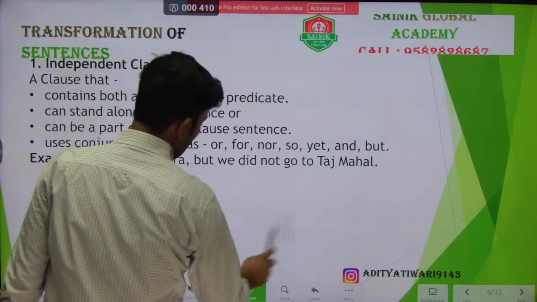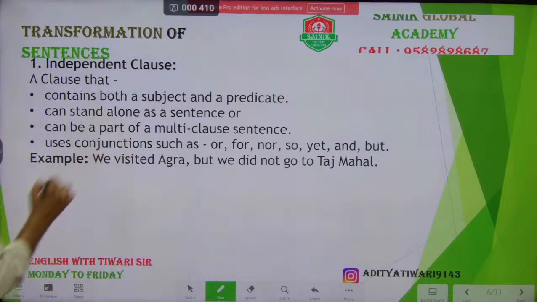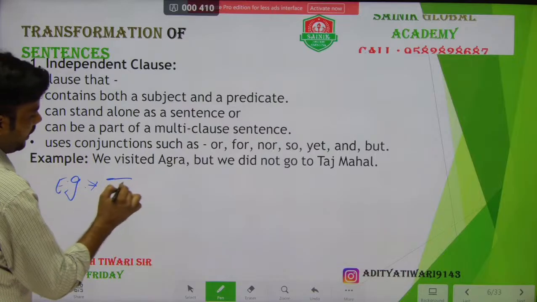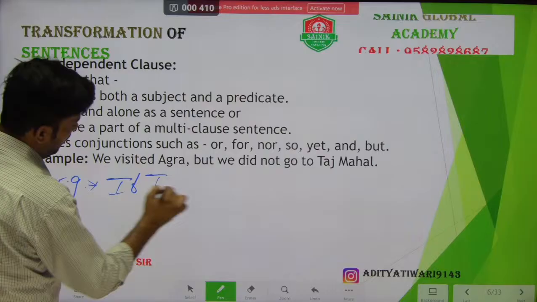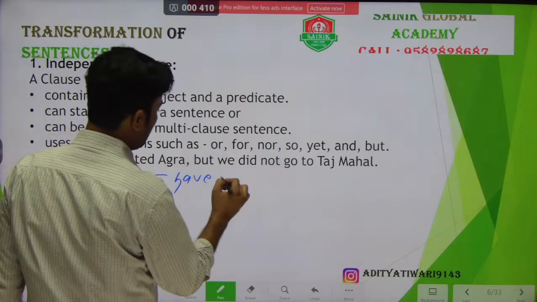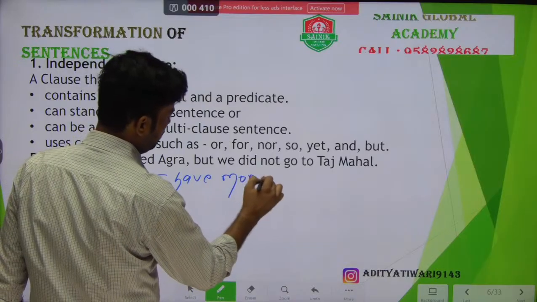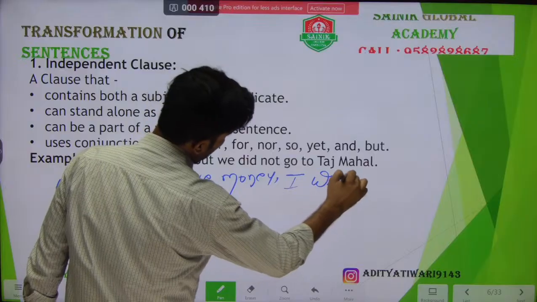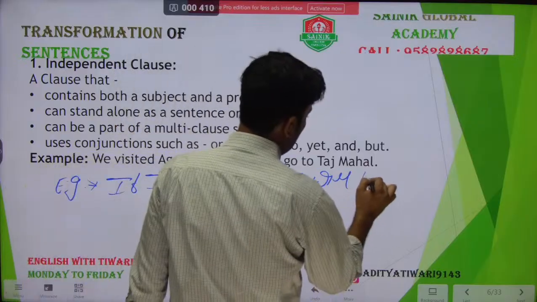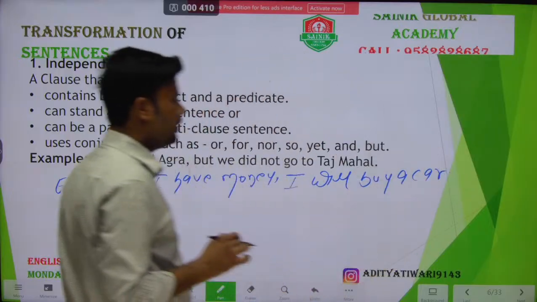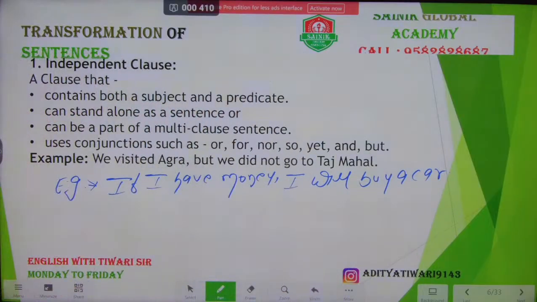See one more example. If I have money, then I will buy a car. If I have money, then I will buy a car. Now look at this sentence. How many parts are here in this sentence?